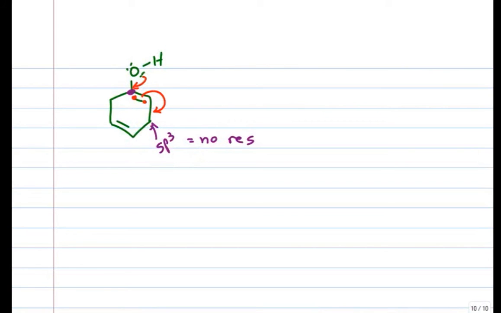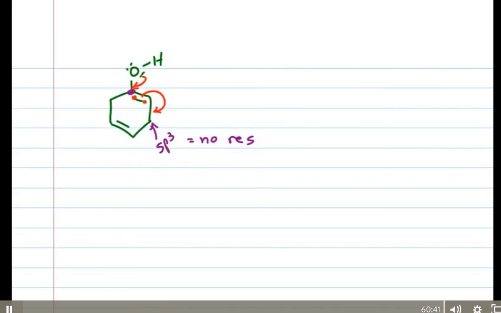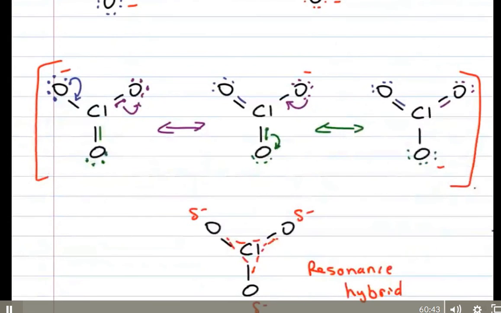We have a question on the ClO3 and it looks like we forgot the lone pairs. So yes, chlorine still has its lone pair of electrons. That never moved. So let's not forget that.